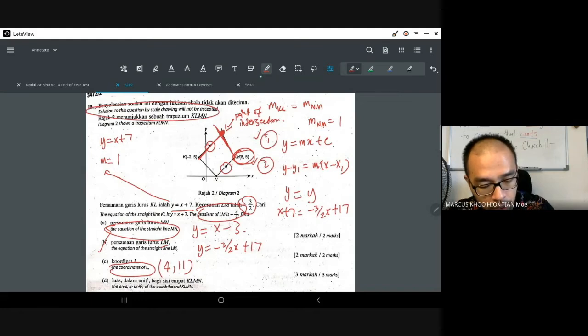So the answer for this will be 4 and 11. Let me rub this off, it's too messy. Assuming that you get A, B, and C correct, it is 4 and 11.